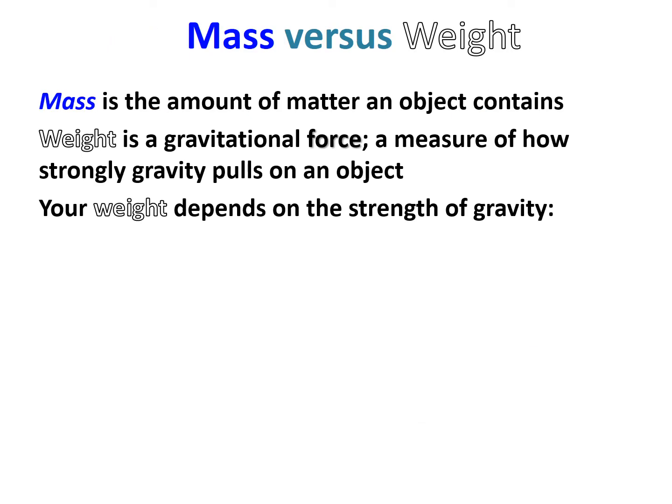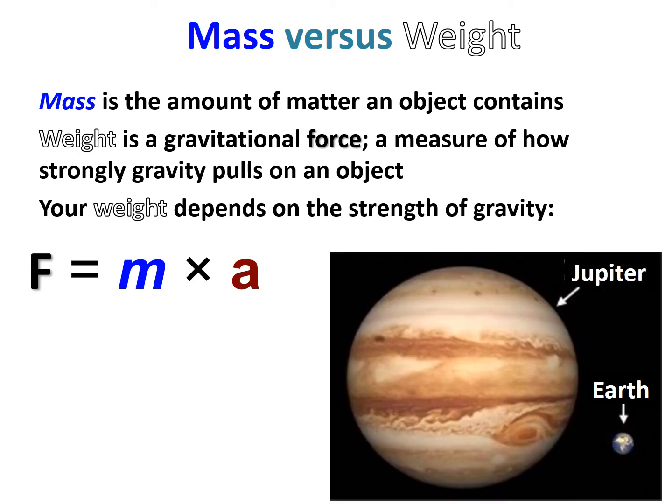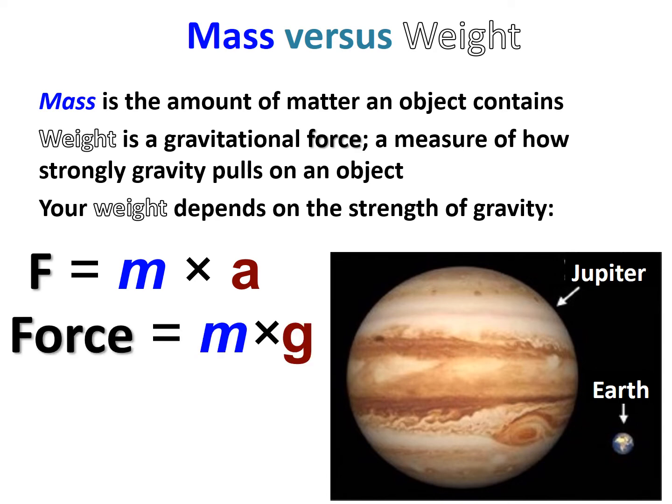Mass versus weight. Mass is the amount of matter that an object contains. Weight is the gravitational force, a measure of how strongly gravity pulls an object. Your weight depends on the strength of gravity, which means different acceleration means different forces. If you're on Earth or you're on Jupiter, your weight's going to be quite different.